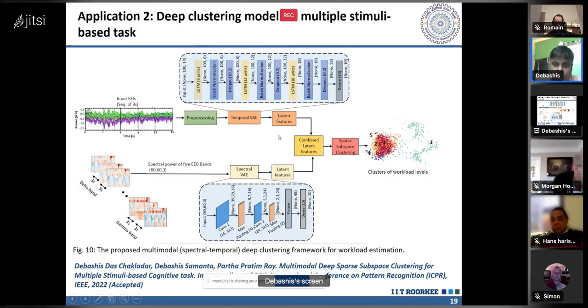Both latent features are very useful for representation learning. In recent research, in clustering based models, deep representation models are vastly used. So we also implemented that model with the multimodal features of EEG. These two features have been combined, and the combined latent feature has been passed to the subspace clustering. Now why do we use subspace clustering?